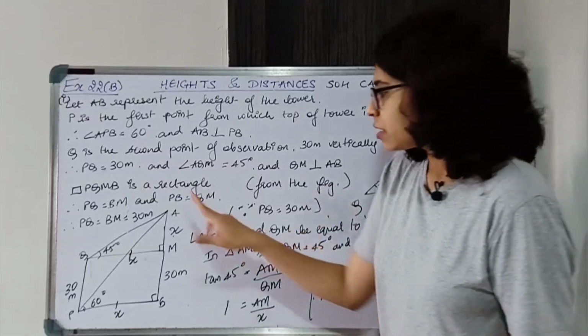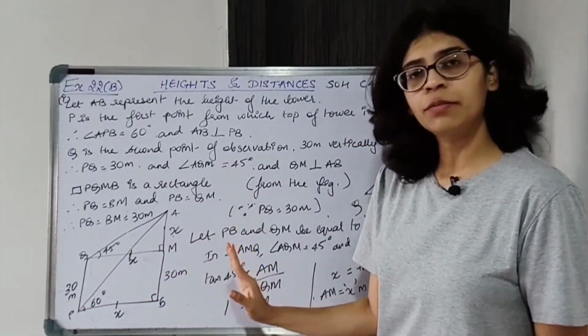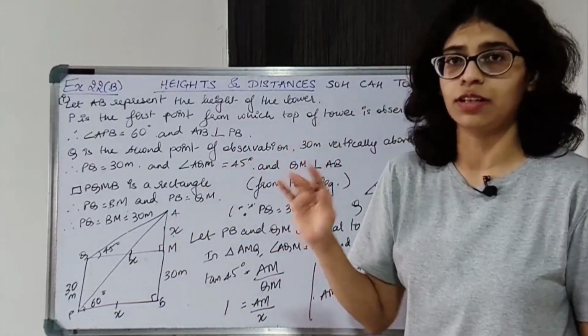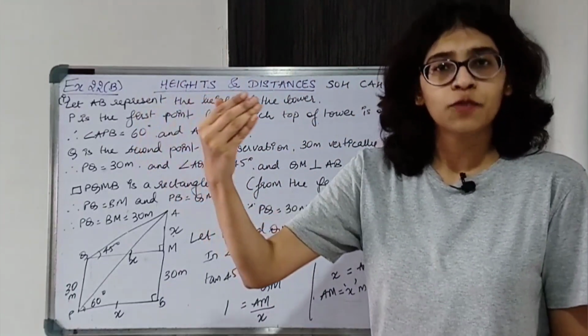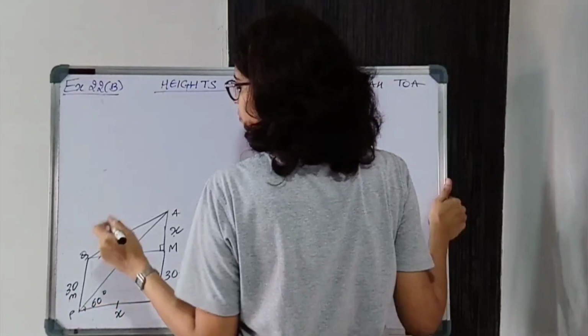Now we are going to consider this big triangle. Okay, why are we going to consider the big triangle? Big triangle में again angle का opposite and adjacent का relation है. We'll get the value of x from that. Okay, so we are going to consider triangle ABP now.